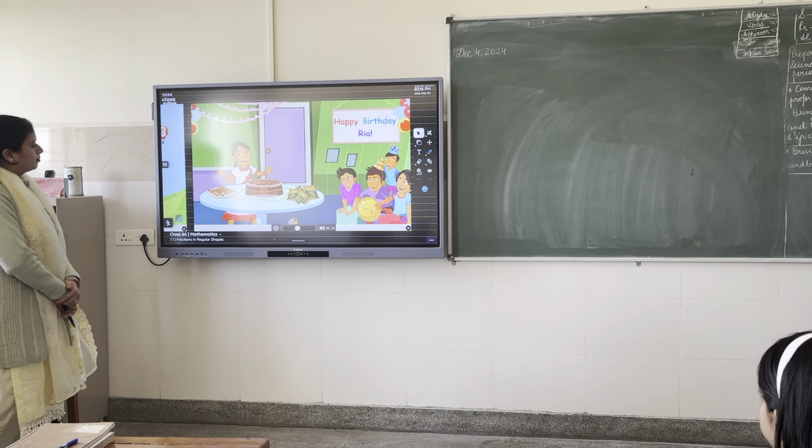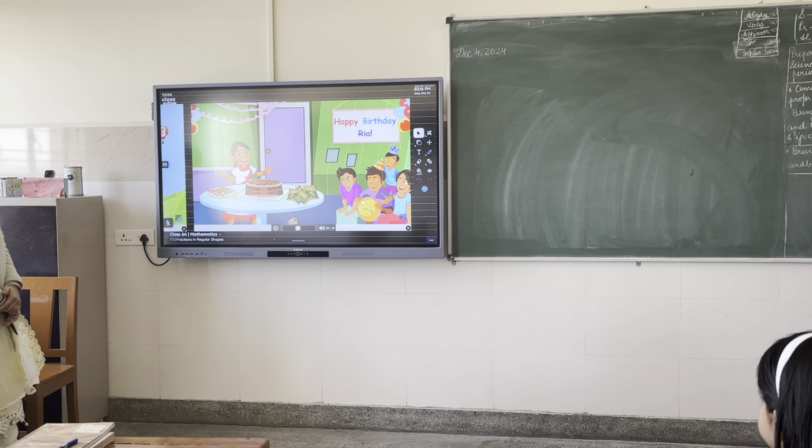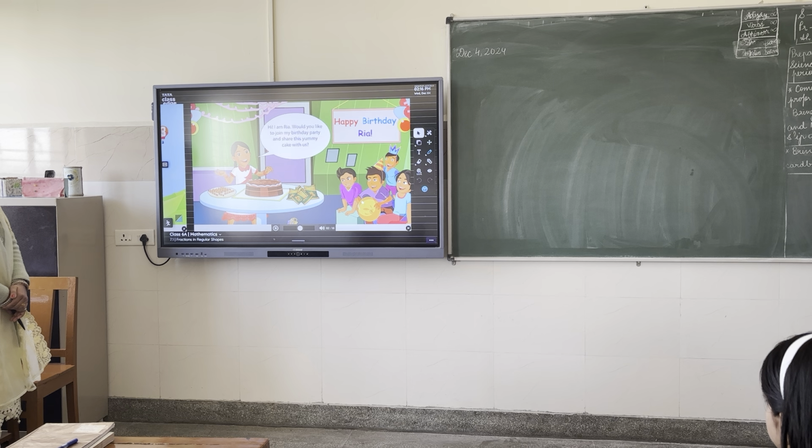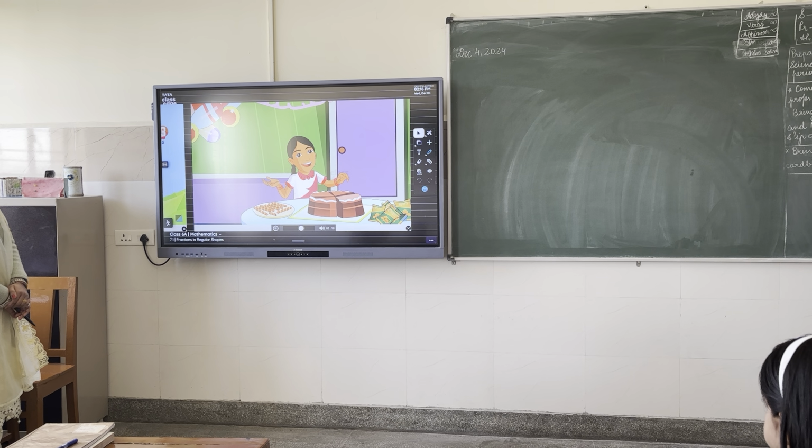Today is Ria's birthday and she's celebrating it with her friends. Doesn't she look excited? Hi, I am Ria. Would you like to join my birthday party and share the cake shown here? But have you ever wondered how each piece of the cake actually forms a fraction of the whole? Here's something interesting to help you understand fractions better.